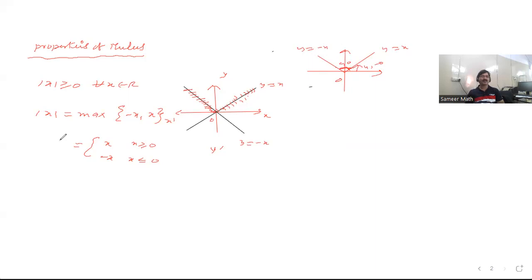Right. And we are discussing properties here. This is the first one. This is the second one. And the third one, you see, what I would like to tell you here: mod x is equal to mod minus x. Both are the same now. Mod x, sir, you can say mod minus x.